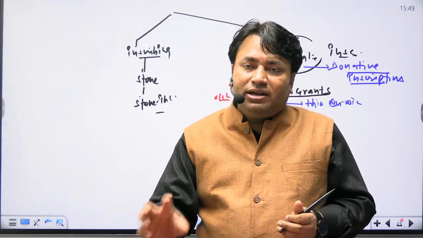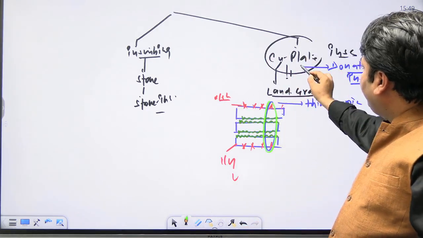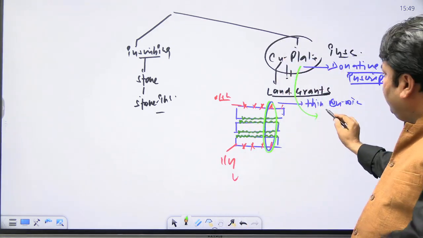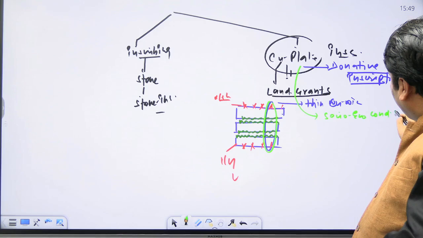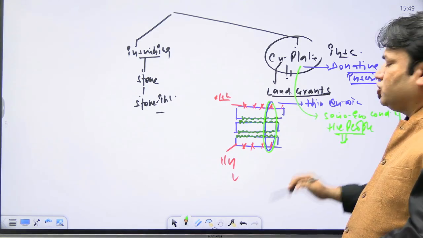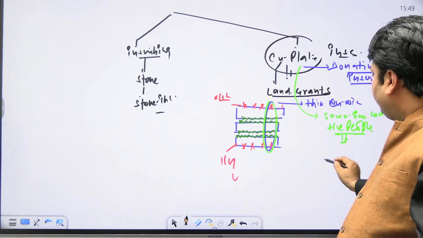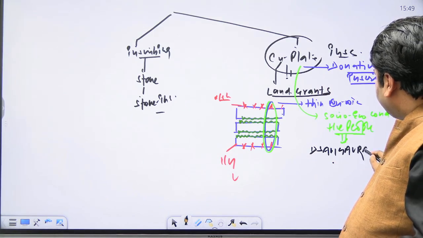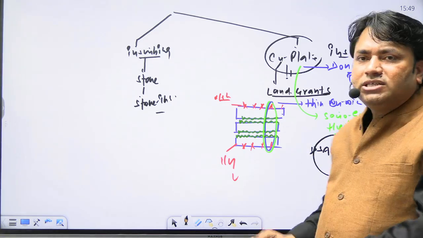But they are not only donative inscriptions. Many times we see that these copper plate inscriptions also give us details about the socio-economic condition of the people. I will give you a very famous example that is also very important for prelims students, and that is the Sohgaura copper plate inscription. This is very famous.